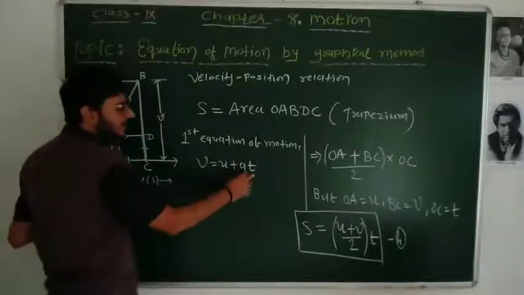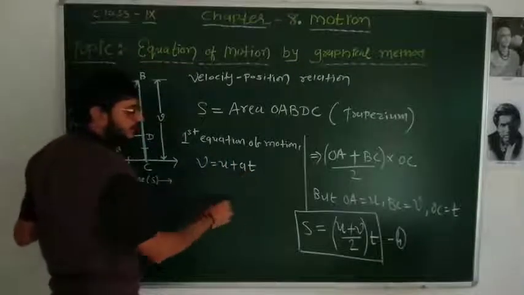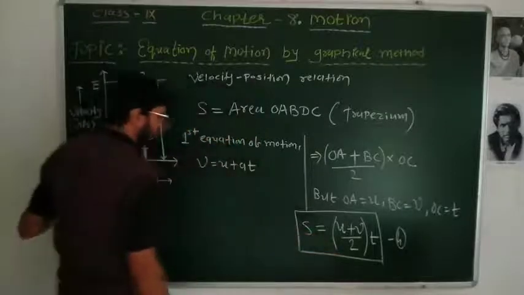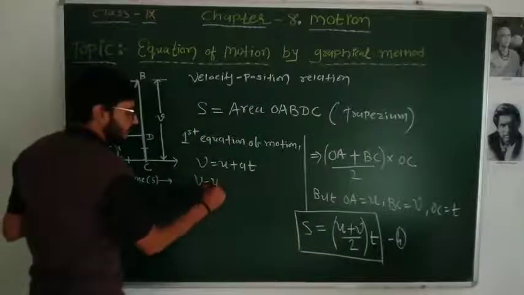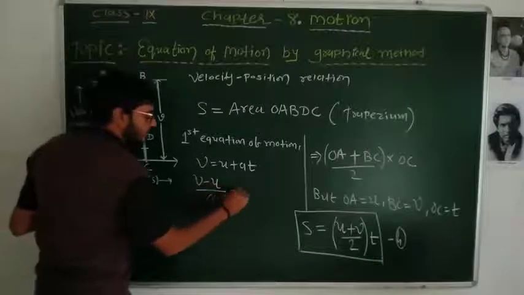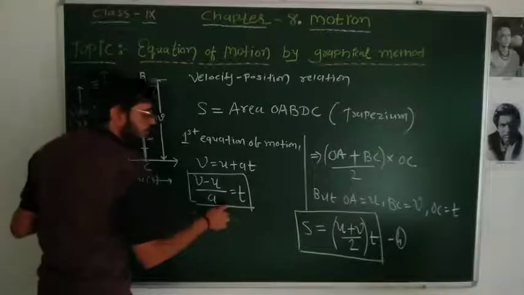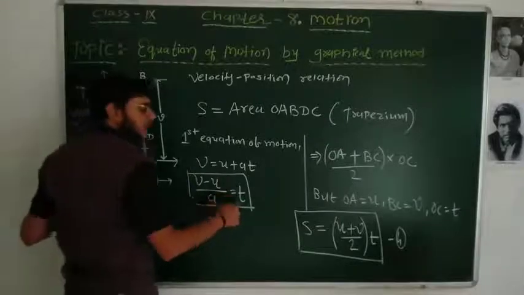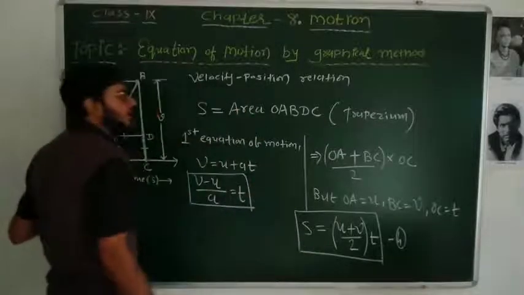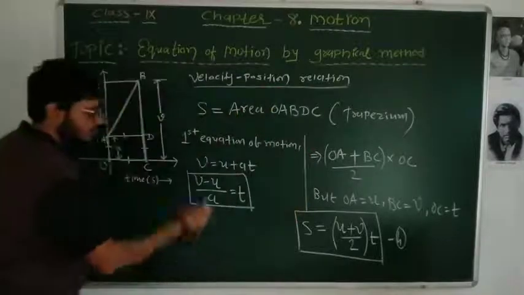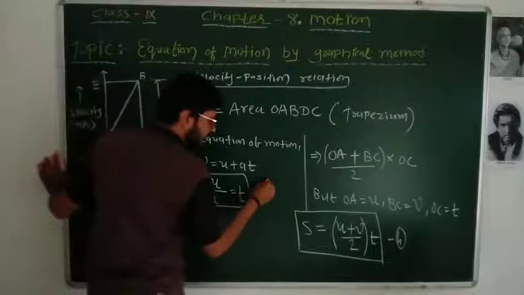Now here I eliminate t, and we put this t value in this equation. So here we can write t equals (v minus u) by a. So here I get the t. Okay, so we put this value in this equation. So finally we get the velocity position relation. Let us start. This is equation 5.